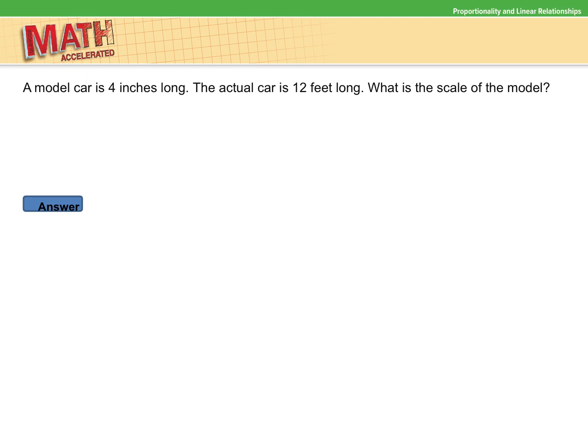Let's do one together. We have a model car that is 4 inches long. The actual car is 12 feet long. What is the scale of the model? So we want model over actual. What's the model? 4 inches. What's the actual? 12 feet. Equals, what do I put on the top for the model? 1 for the model over x, because the size of the model is just 1. And then we don't know the actual size, so we have to put x there.